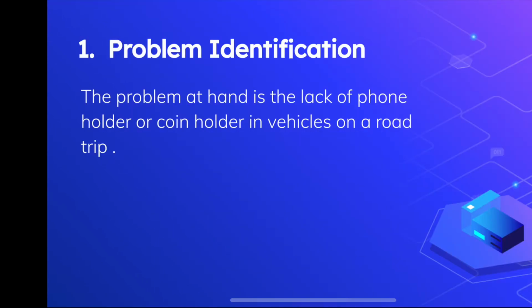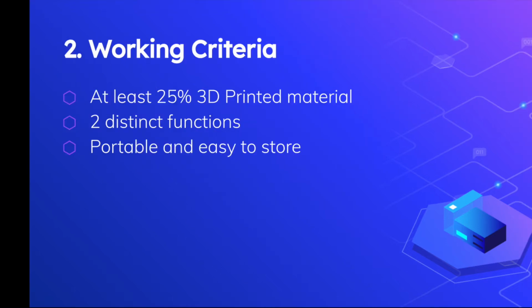The first step in the engineering design process is problem identification. This is where we evaluate the problem that we have at hand. For starters, we thought about our favorite vacations, and we came up with road trips. Then we decided to tackle some of the problems that we have with our own cars. For example, we never have a place to put our coins, and we also never have a place to put our phones.